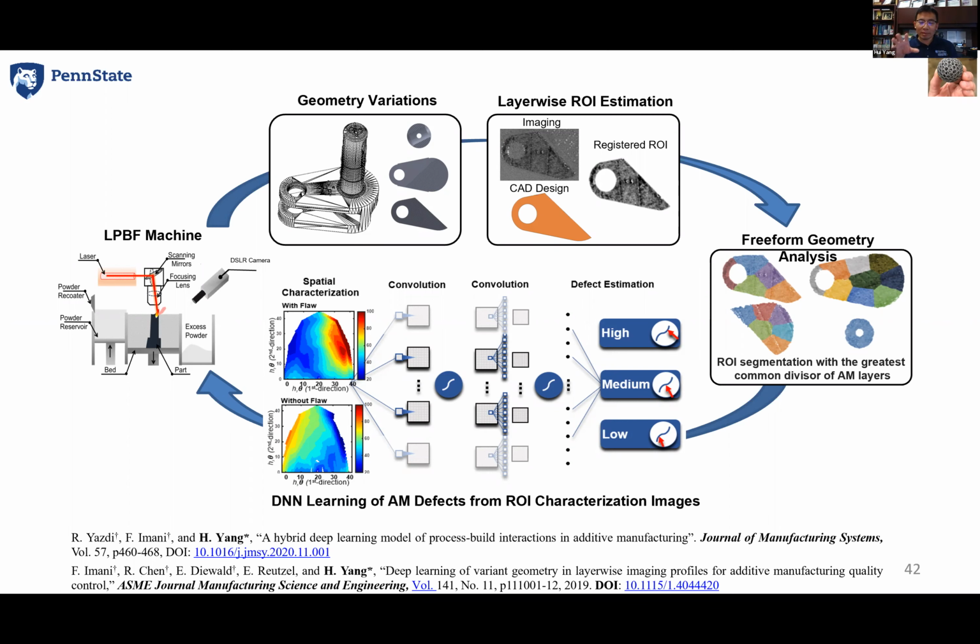In this layer, you have a powder area. You also have the build geometry. But the build geometry changes. That means your powder area also changes. If you just throw the image into the deep learning neural network and let AI figure it out, I mean, it's going to be very hard.